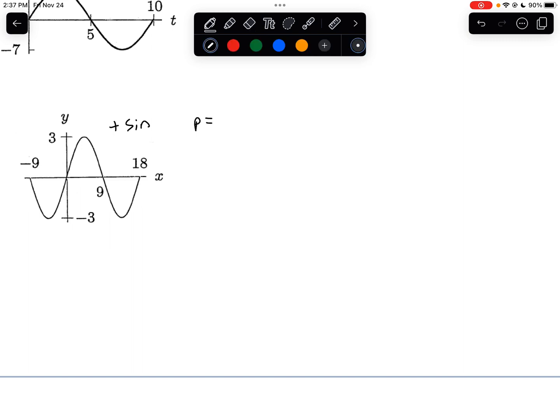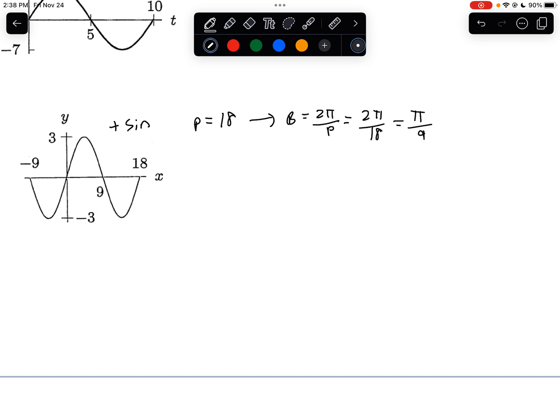The period is 18. This means that b is 2 pi over p, which is 2 pi over 18, and that's pi over 9. Yeah, there's a typo in the solutions here, but this should be pi over 9. The solution says pi 1 over 9, but it should be this.